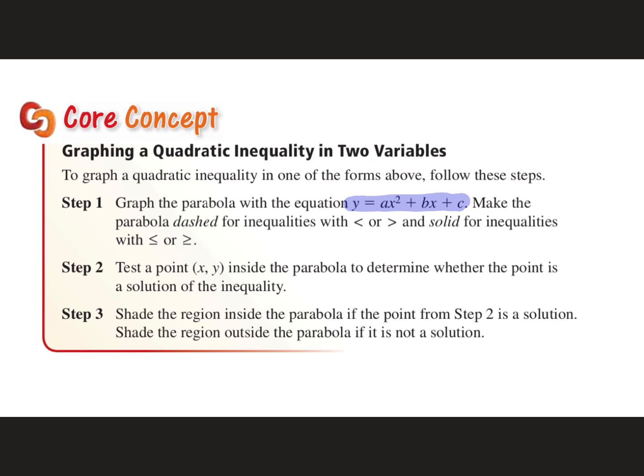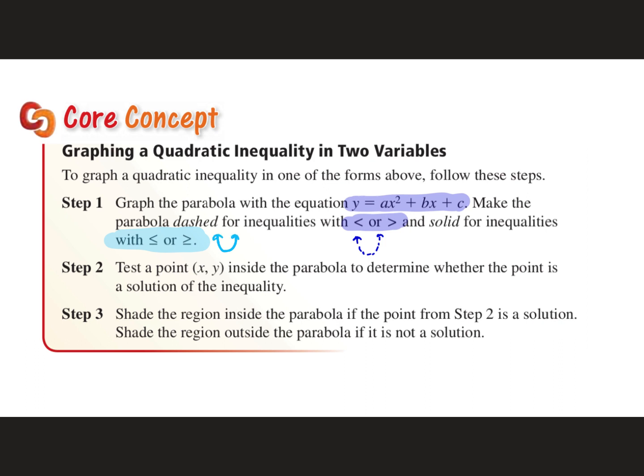We make the parabola dashed if the inequality is just less than or just greater than, so this gets a dashed line like this. If we have an equal to, it has a solid line, so if that is greater than or equal to or less than or equal to, it would be a regular parabola with a solid line.